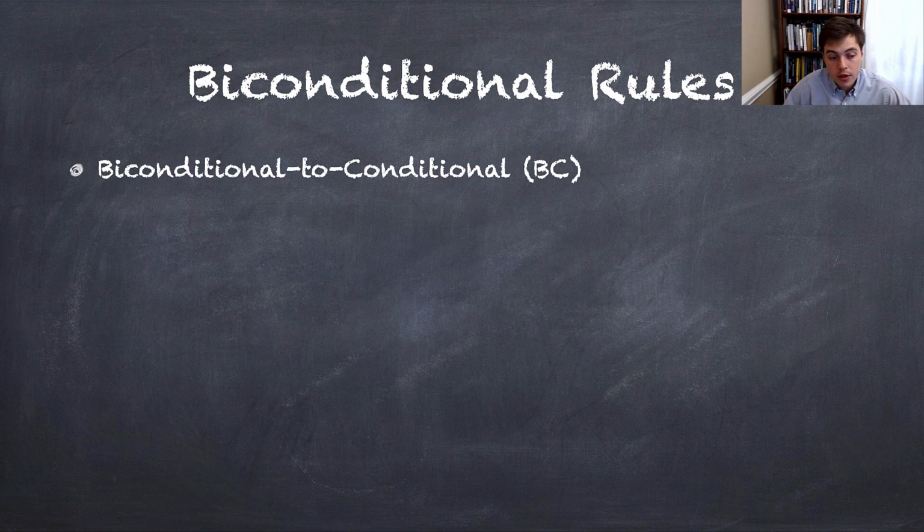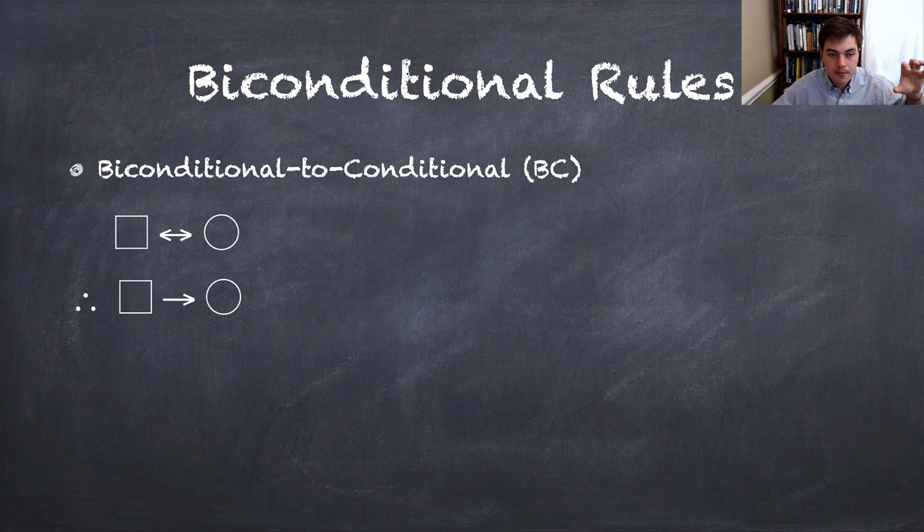The first one is an elimination rule for biconditional to conditional, abbreviated BC, which tells us that if we have a biconditional alone on a line, a sentence of the form box biconditional circle, box if and only if circle, then we can immediately infer from that if box, then circle. Or if we know that P if and only if Q, then we know that if P, then Q. And this, of course, makes sense given what we know about the meaning of the biconditional and its truth table.